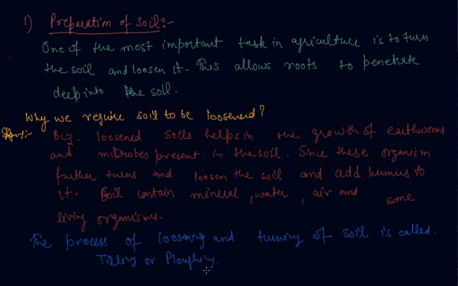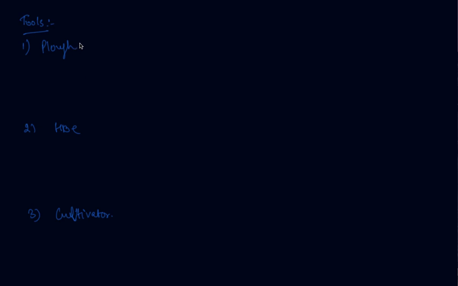So what are the various tools used to do ploughing? Now I will let you know the three tools that are used. Let me first erase all this. Students, here I have written these three tools which are used for the ploughing of the field. First one is the plough. This has been used since ancient times for tilling the soil, adding fertilizers to the crop and removing the weeds.